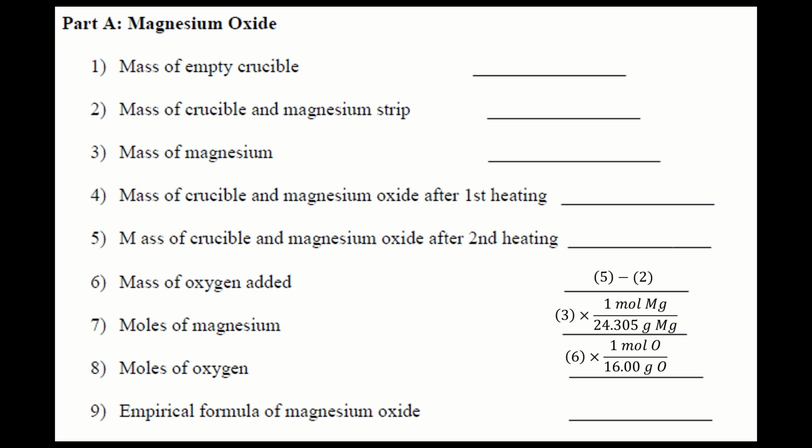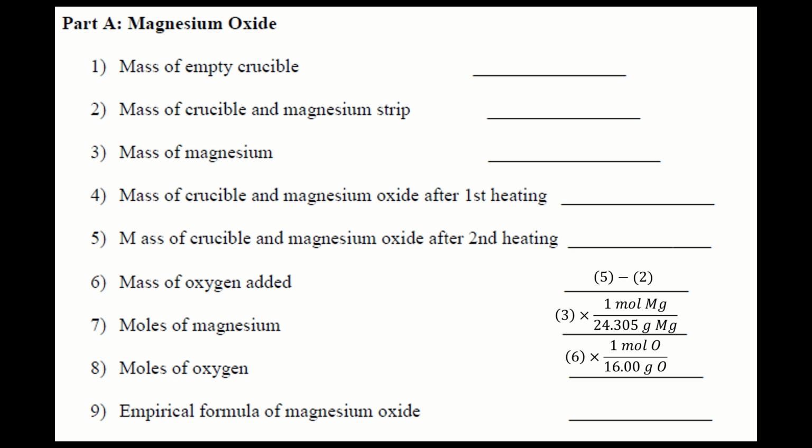Ideally, the mass between line 4 and line 5 should not be different by any significant margin. That indicates that all of the magnesium did in fact oxidize. Otherwise, if the mass does change significantly, heat it a third time and use that value instead of line 5 for your measurement of your mass of oxygen added.